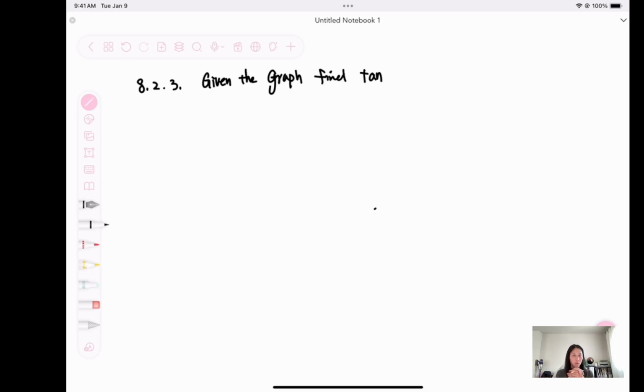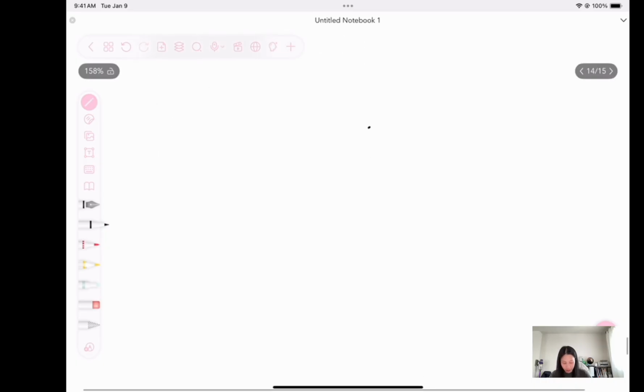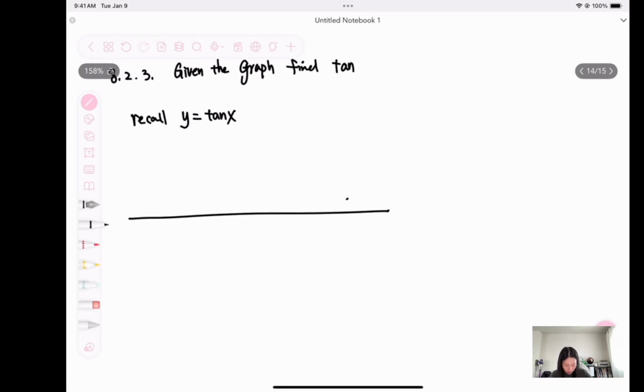Hello, in this video we are going to talk about how to find the tangent function given the graph. Let's recall what the basic tangent function looks like. So let's draw two periods.